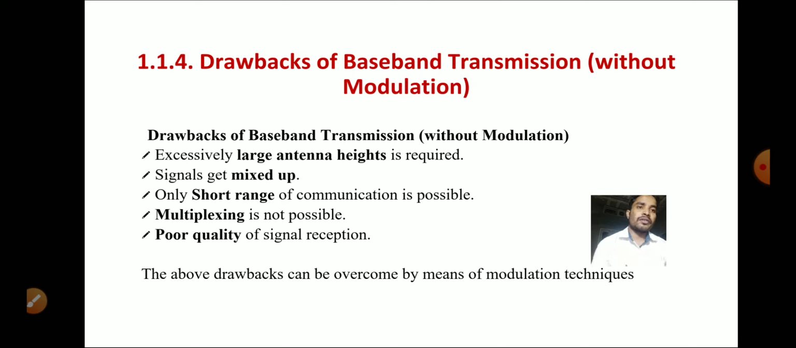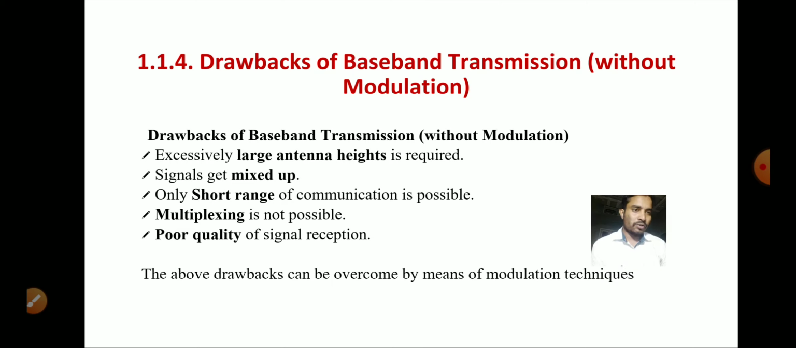Second, signals get mixed up. When you transmit baseband signals, they will be mixed up in the channel, and when they are mixed up, it is not possible to separate them out. So it is one of the disadvantages. Only short range transmission is possible, as it contains very low energy. Multiplexing is not possible for baseband transmission signals. And there is poor quality of signal reception.